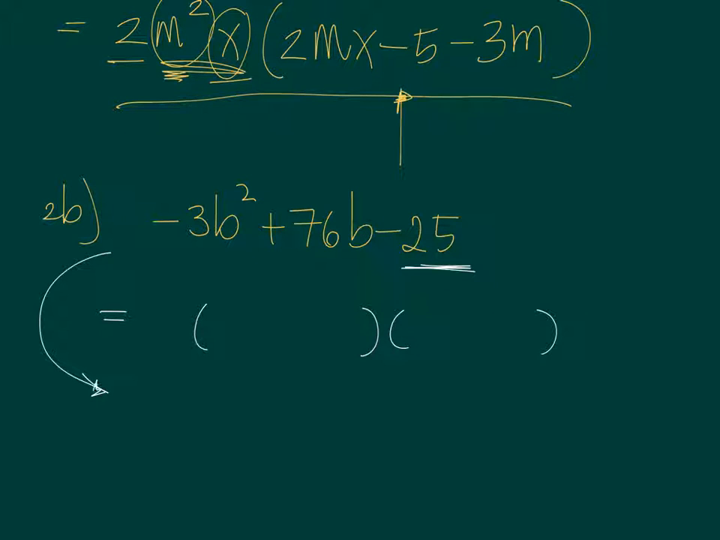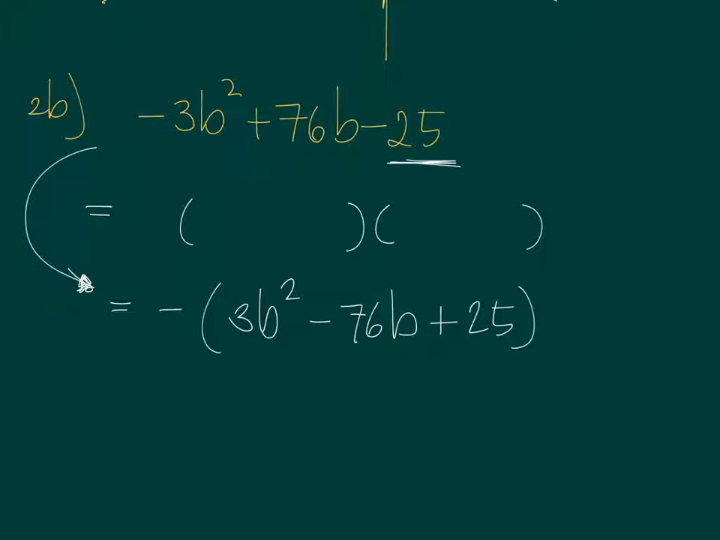Okay, so for this one, we need to transform negative 3b squared plus 76b minus 25 in such a way that our first term will be positive. But to do that, what we can do is to start factoring out the negative sign, or the negative 1, and the negative 3b squared will become 3b squared. The plus 76b will become minus 76b, and the minus 25 will become plus 25.